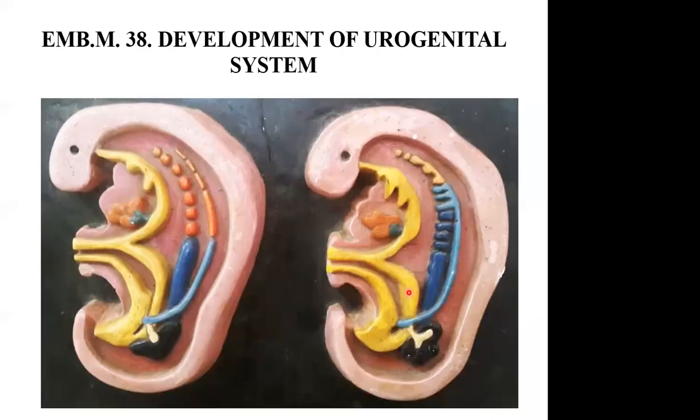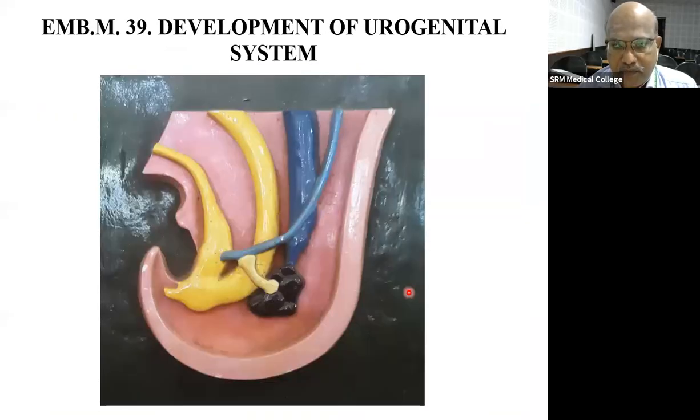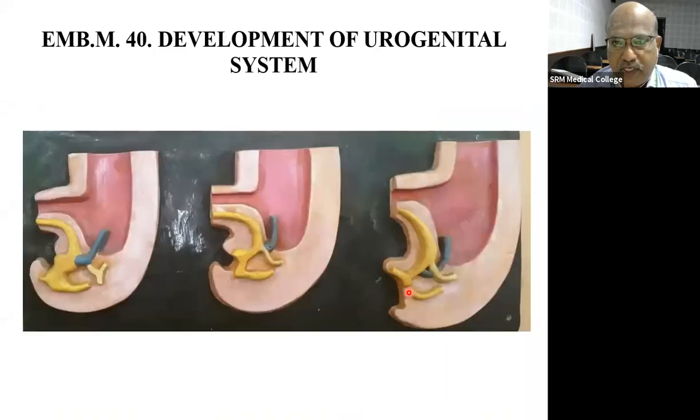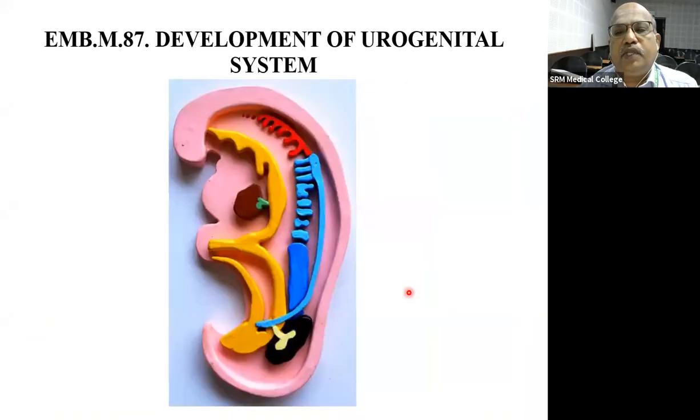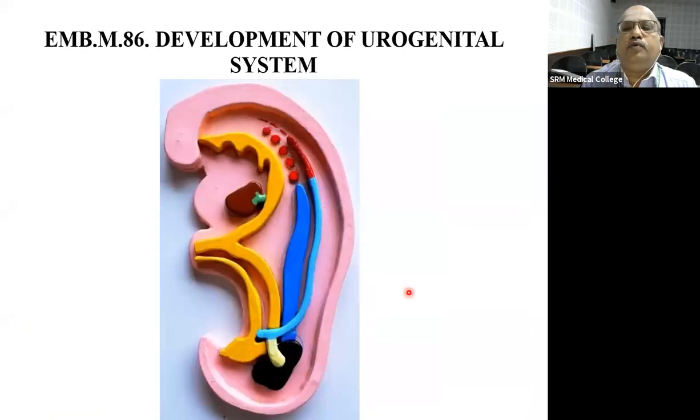So these models, not only this one, all are the same. All these models are for the development of the urogenital system only, up to this. Same model we have here also. So I will tell now what are the things you have to see here. It is for the urogenital system. Mainly you have to identify these things.